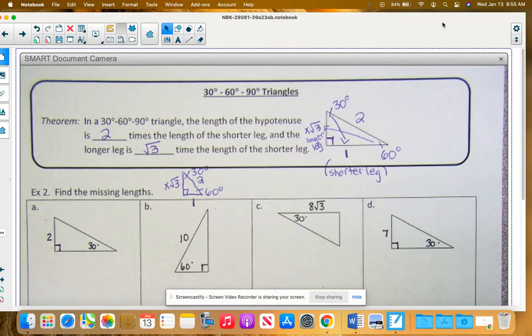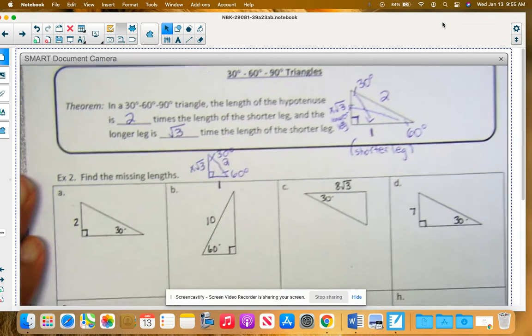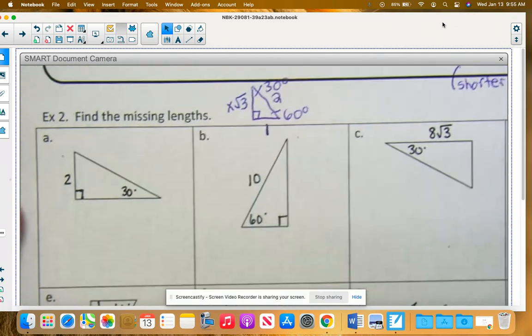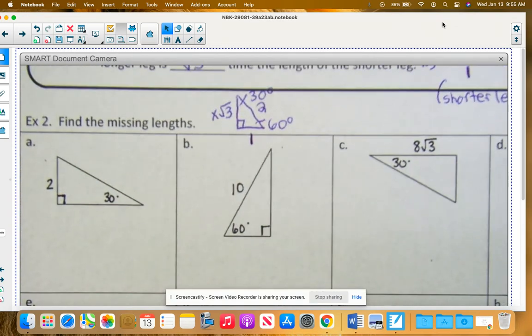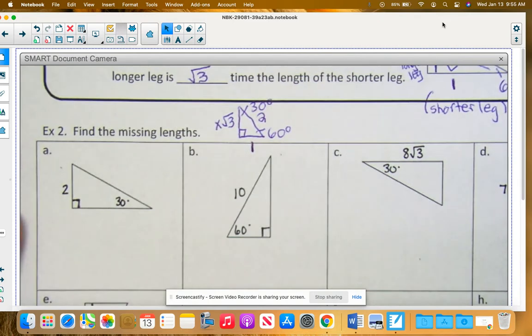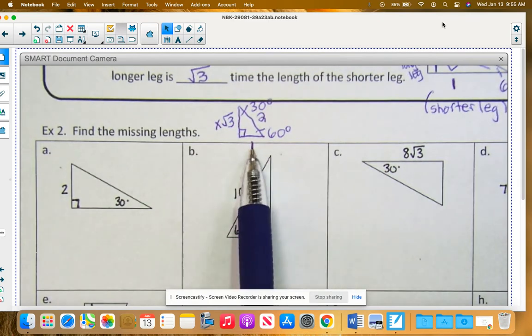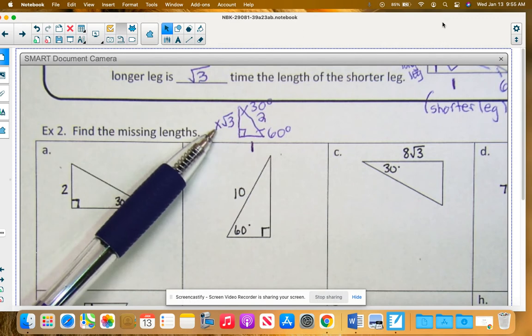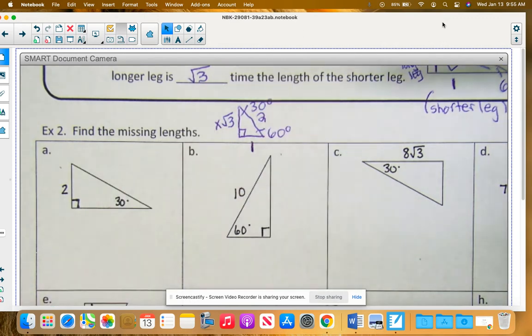So we're going to use this triangle to go through and do several examples so that we have plenty of practice to look at. So this is a 30, 60, 90 degree triangle. The shorter side is 1. The longer side is x square roots of 3. And then opposite of that is your hypotenuse, which is 2. So let's start with the first one.